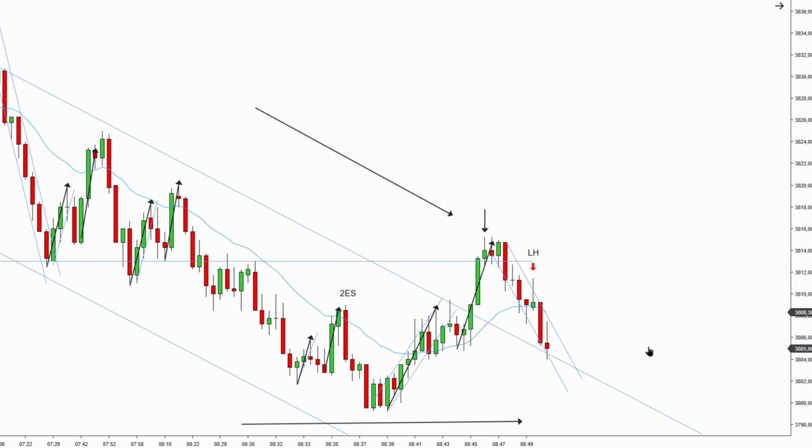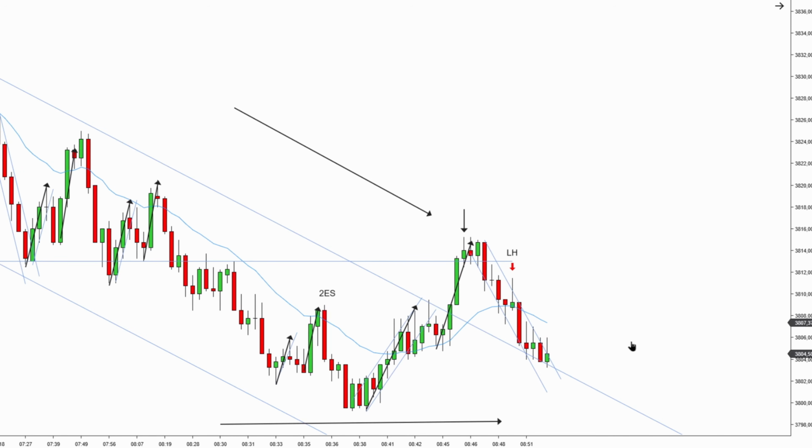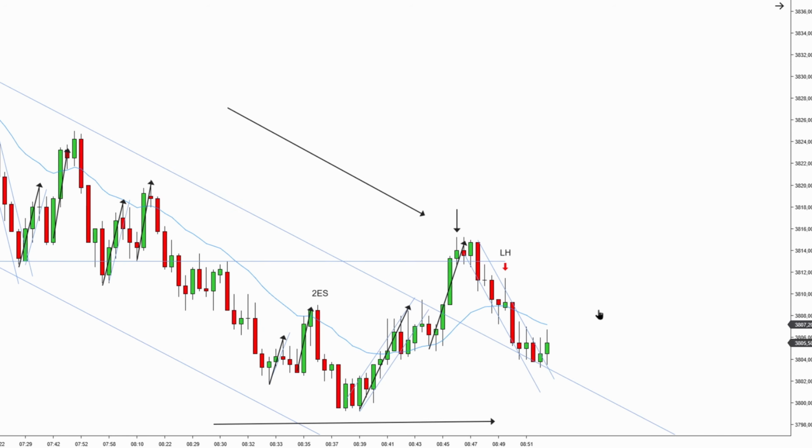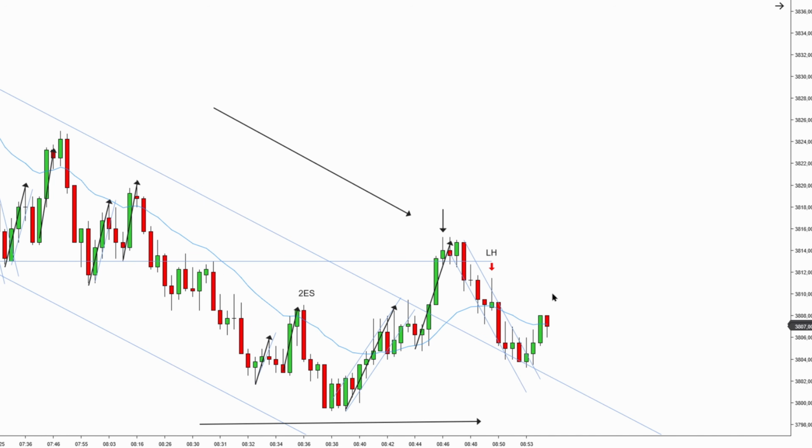Well, I expect a failed second entry long. Because in a downtrend, I count for second entry shorts, but at the same time, I can count for second entry longs that are going to fail, because buyers are going to take second entry long under the wrong context. So we can take advantage of these orders because they're taking the counter-trend setup. And we get a failed second entry long right here.